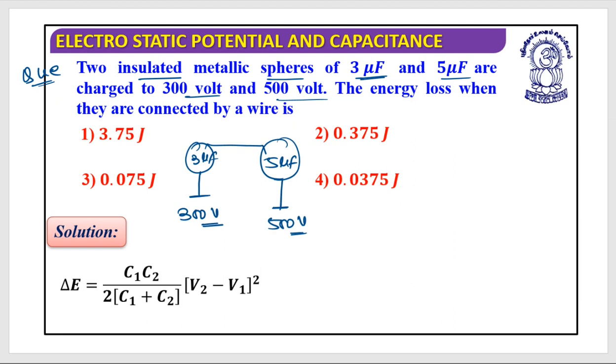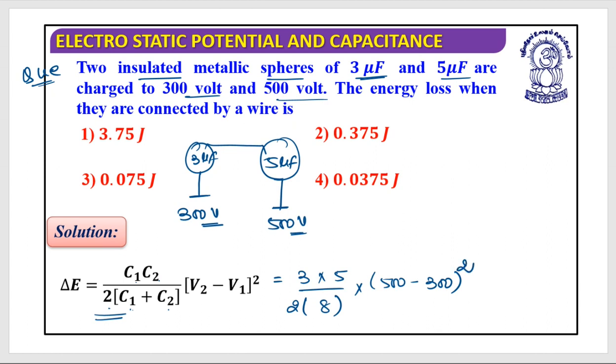Here I have written the solution as a hint. Energy loss can be calculated as 1 by 2 into C1 into C2 divided by C1 plus C2, into (V2 minus V1) whole square. If I put in the values, C1 into C2 is 3 multiplied by 5, divided by 2 into (3 plus 5), which is 8, multiplied by (V2 minus V1), which is (500 minus 300) whole square.